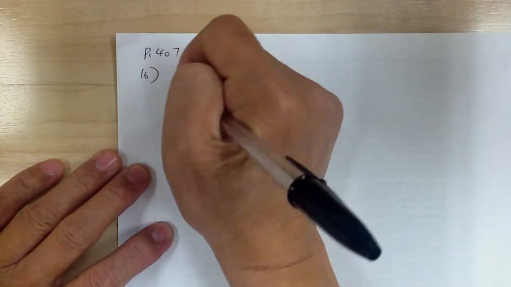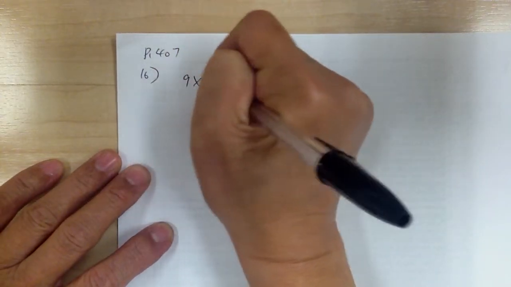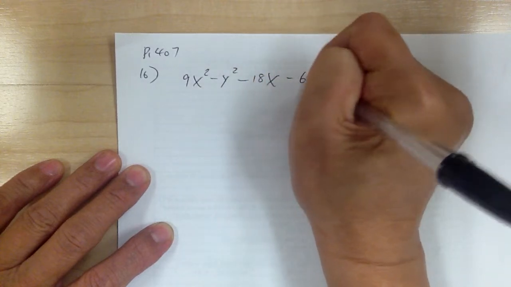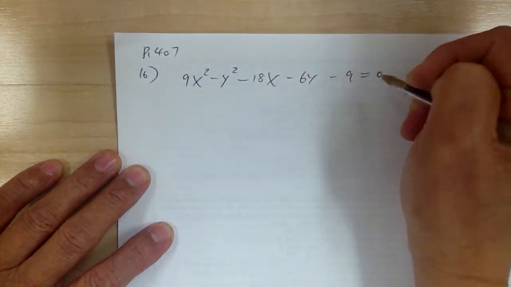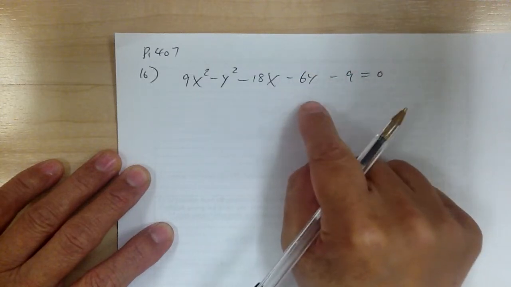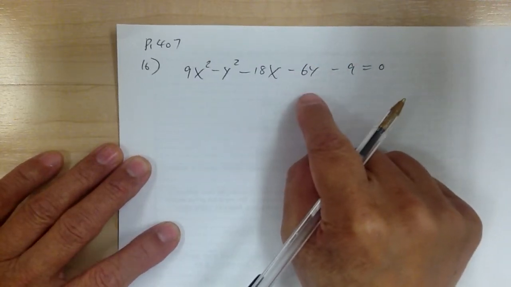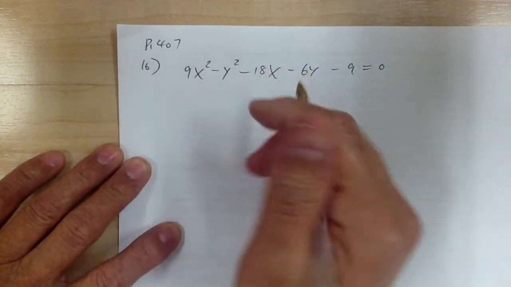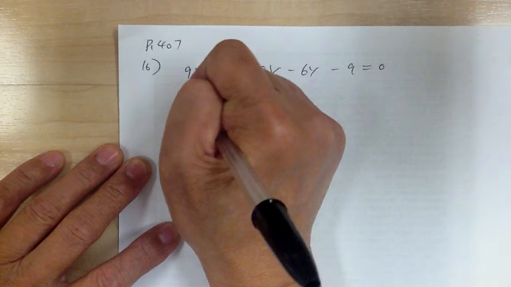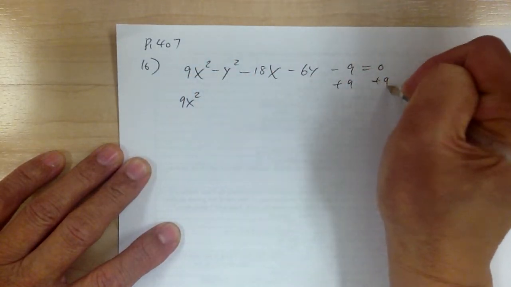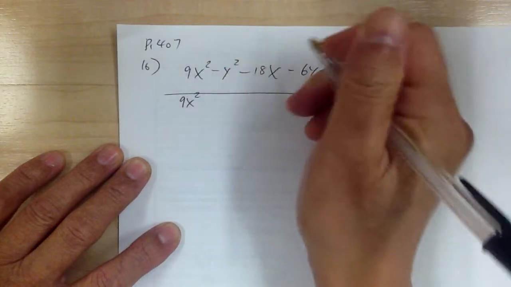Okay, number 16, you have 9x squared minus y squared minus 18x minus 6y minus 9 equal to 0. So this one, you need to go ahead and complete your square. Okay, so we need to gather all the x together. So it will be 9x squared. Okay, so you have to plus 9 to move it to the other side and group your variables.